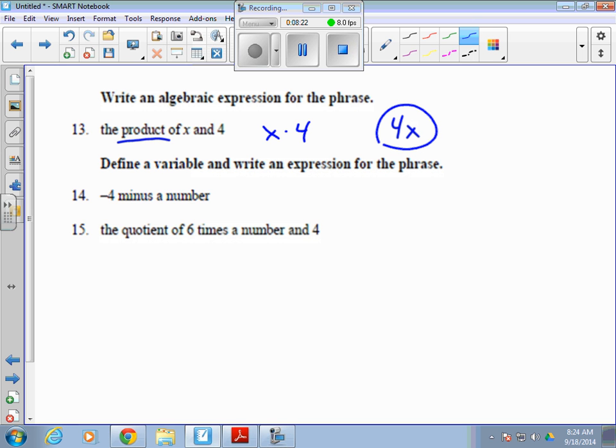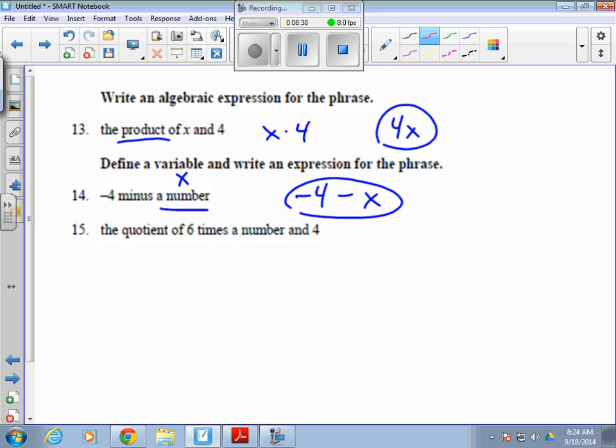For 14 and 15, you're just dividing the variable itself. So it says -4 minus a number. You can use any number you want. We'll just start with x. -4 minus, we know what minus means. -4 minus a number. There's your expression.